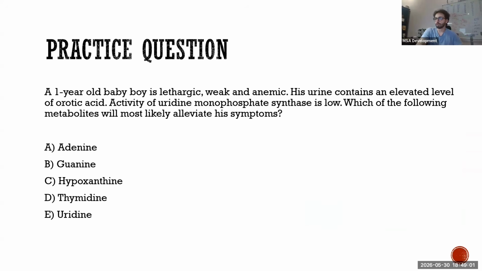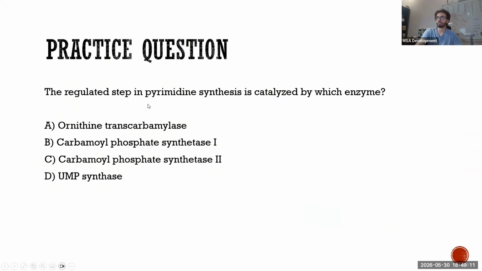A 1-year-old boy is anemic, lethargic, with elevated levels of uric acid, and the activity of uridine monophosphate is low. What will alleviate his symptoms? What should we give him? We said uridine. Regulated step in pyrimidine synthesis is what? Carbamoyl phosphate synthetase 2. I already mentioned that.